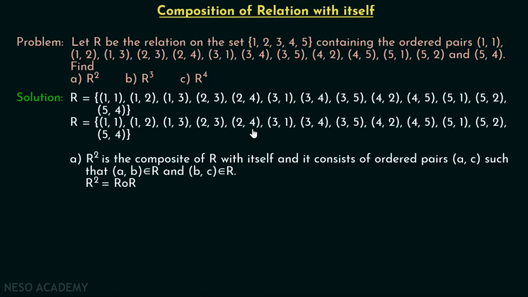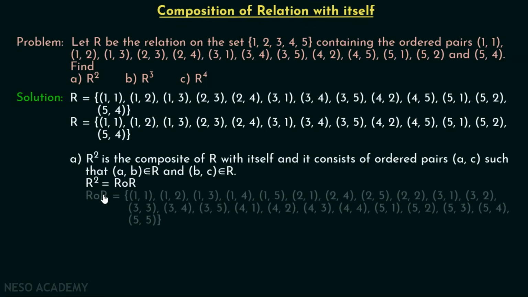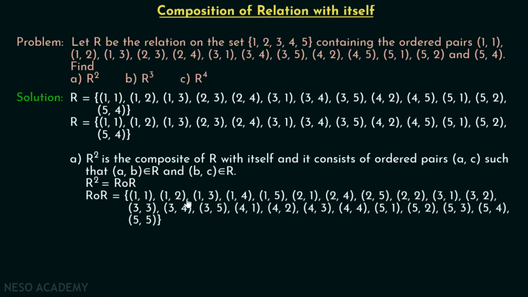But we can include (1, 4), right? Because here we have (1, 2) and here we have (2, 4). The (1, 4) can be included. So in R o R, we have these ordered pairs: (1, 1), (1, 2), (1, 3), (1, 4). Similarly, we can compare (1, 3) with (3, 1).